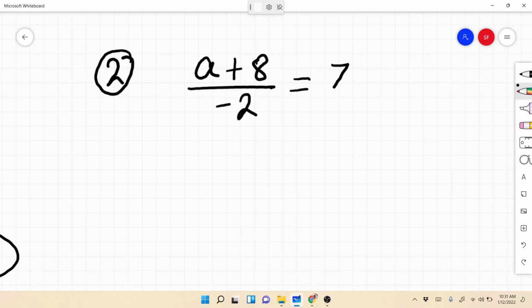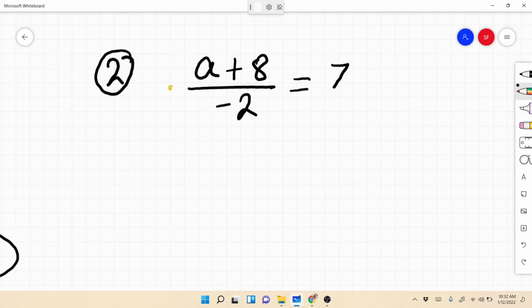Now that -2, what does this line mean again? Division. It means division, right? Okay, so that -2 is divided into everything. So we can go ahead and get rid of that -2 first. So what's the opposite of division?